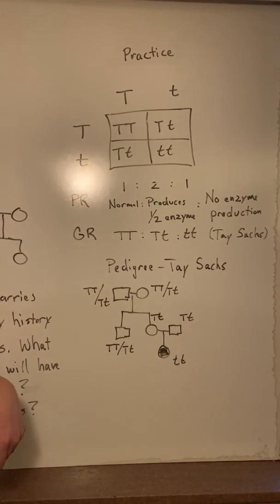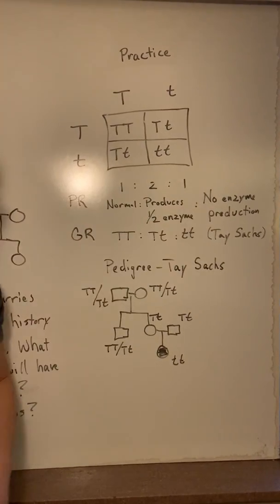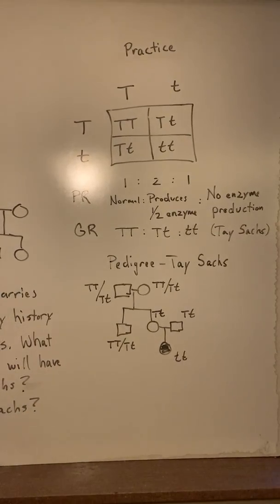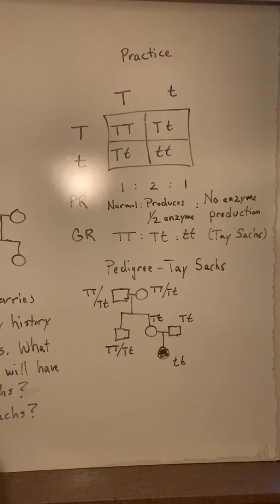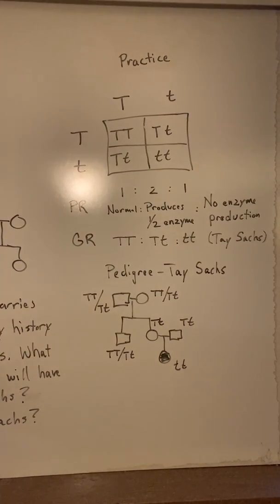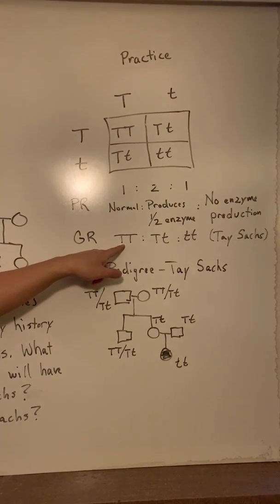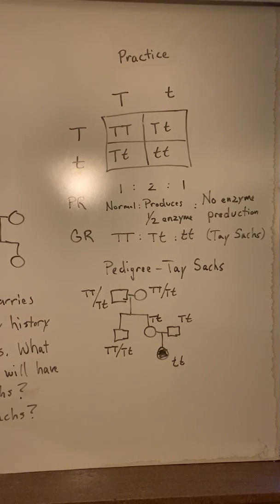These individuals here suffer from Tay-Sachs disease, so that little t will result in no enzyme production. Now, what we know about Tay-Sachs as well is that it is fatal, so those individuals that have Tay-Sachs will eventually die at the age of 5. So the genotypic ratio is big T big T, big T little t, little t little t, 1 to 2 to 1.